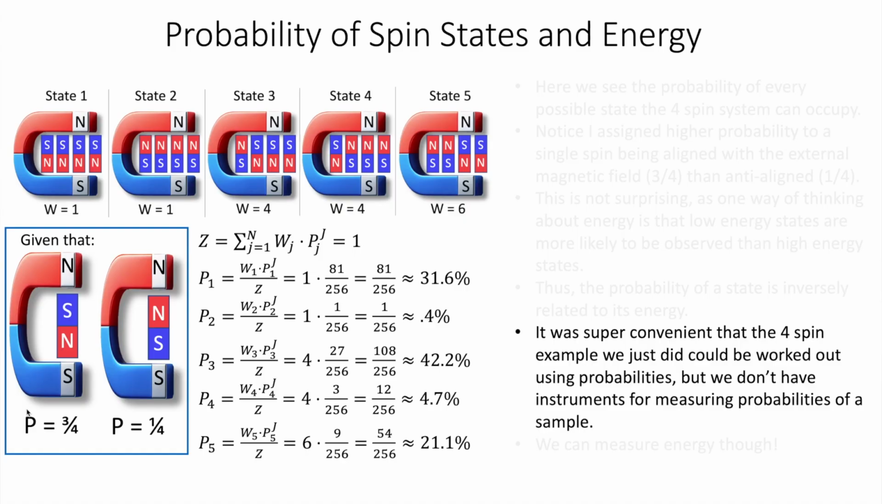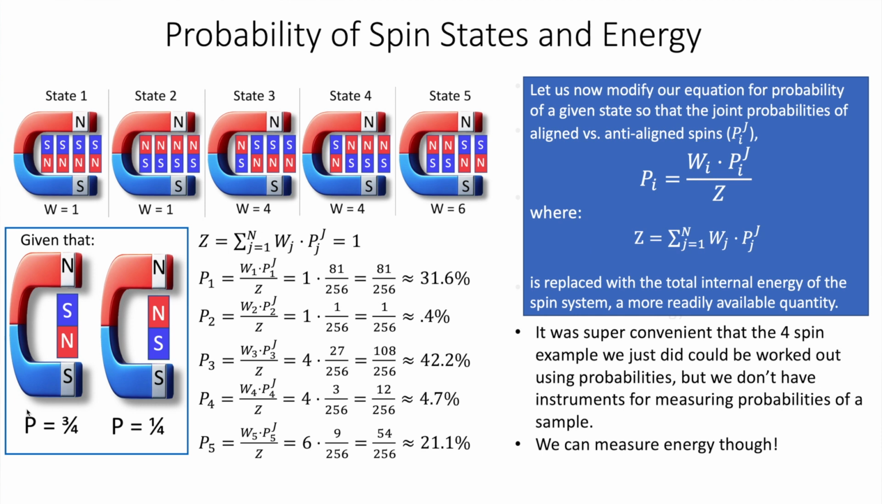Now, I'd like to point something out that was awfully convenient for me. I knew the probability of aligned versus anti-aligned. This isn't something that you'll necessarily know in an experimental setup, right? This isn't something that's necessarily easy to measure. We don't have a probabilityometer, but we can measure energy. So our next goal in building the canonical ensemble for ourselves is we want to replace these joint probabilities with something we can actually measure. We need some function of energy that'll give us that joint probability.